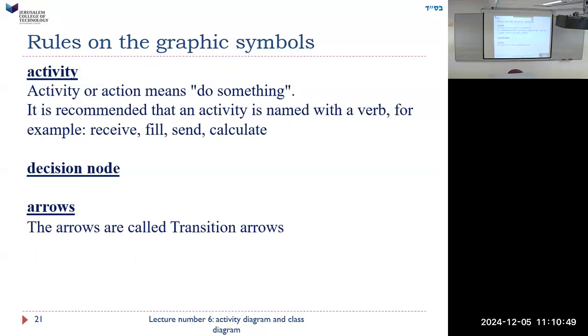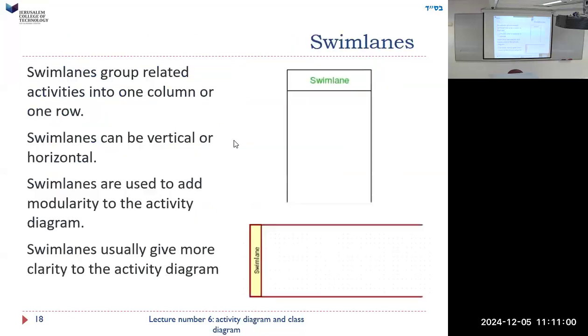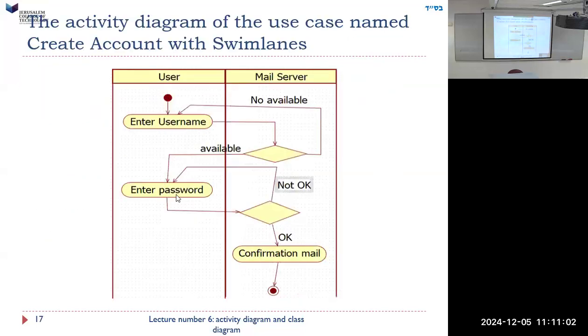Activity or action means do something. Oh, that's correct. Correct definition. It is recommended that an activity is named with a verb, for example, receive, fill. In other words, in these boxes here, enter is the most primitive type of thing you could possibly say.